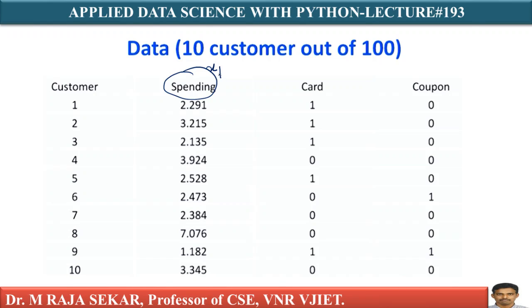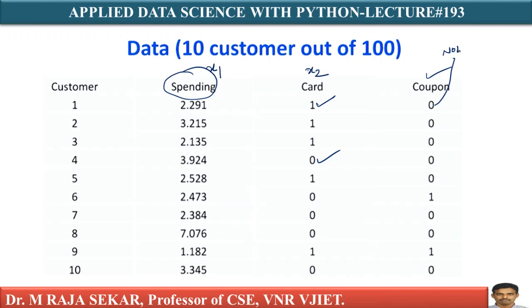Let me say this is x1, isn't it? Spending is one of the independent variables. Having or not having a credit card is another independent variable, x2. What is the meaning of card? One means having the credit card, and 0 means not having the credit card. Here, look at the coupon column. For the coupon also, 0 means they are not using the coupon.